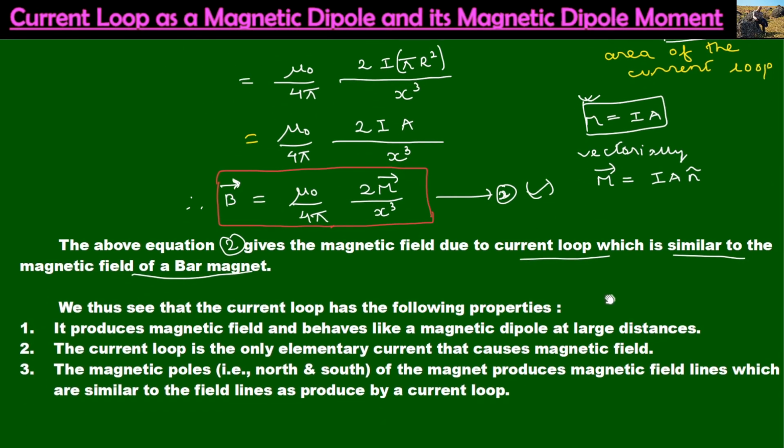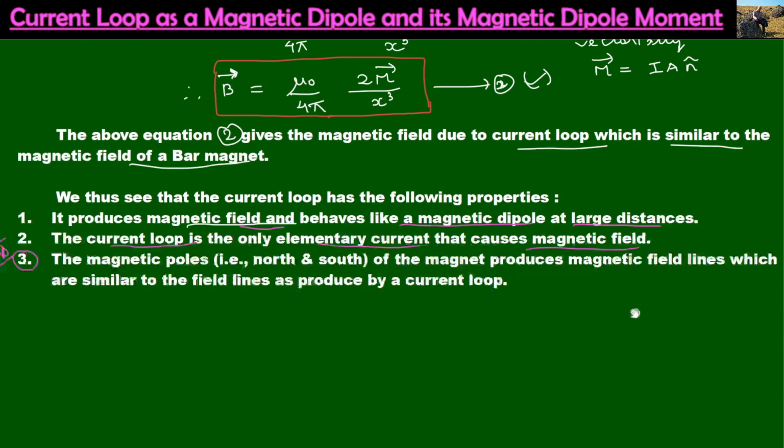So from here we can see the current loop has the following properties. Number 1, it produces the magnetic field, and it behaves like a magnetic dipole at large distances. Now, the current loop is the only elementary current that causes the magnetic field. And point number 3 is star marked, whereby the magnetic poles north and south of the magnet produce magnetic field lines which are similar to the field lines produced by the current loop.